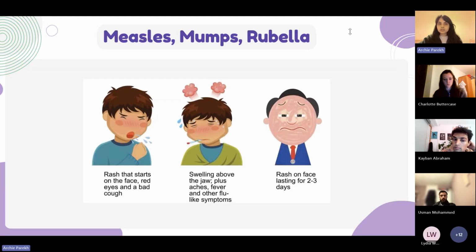Moving on to our other favorite viruses. So we've got measles, mumps, and rubella. And this is just a nice summary diagram of what they are. So can someone tell me what 1, 2, and 3 are? In what order have I put the diagrams? Which one is measles, which is mumps, which is rubella?